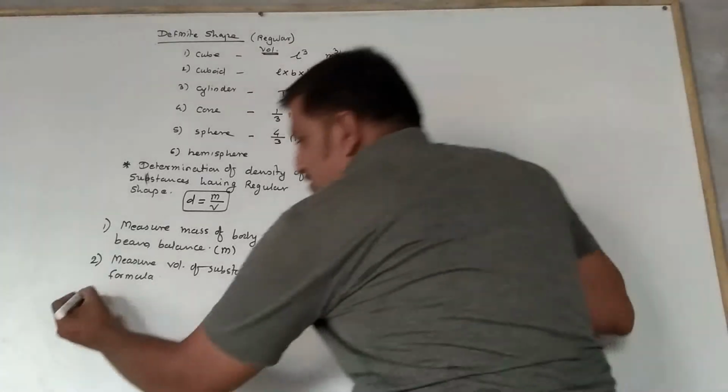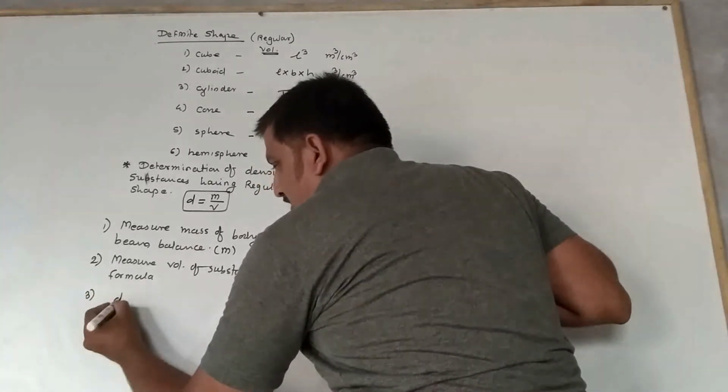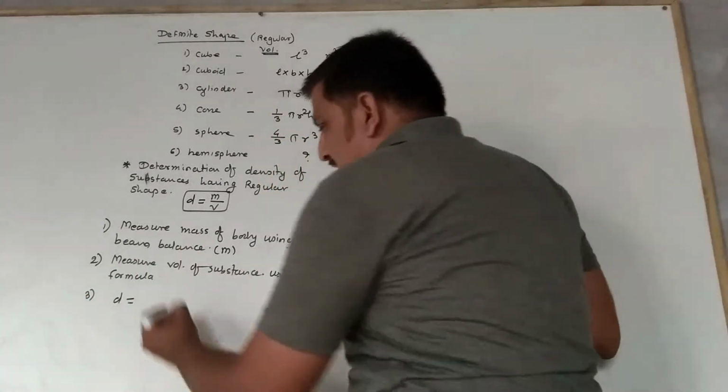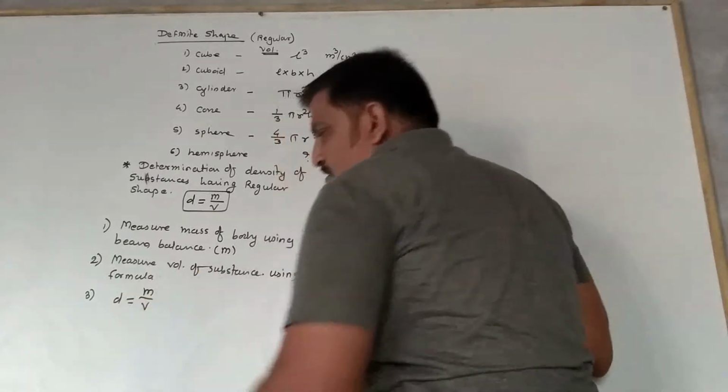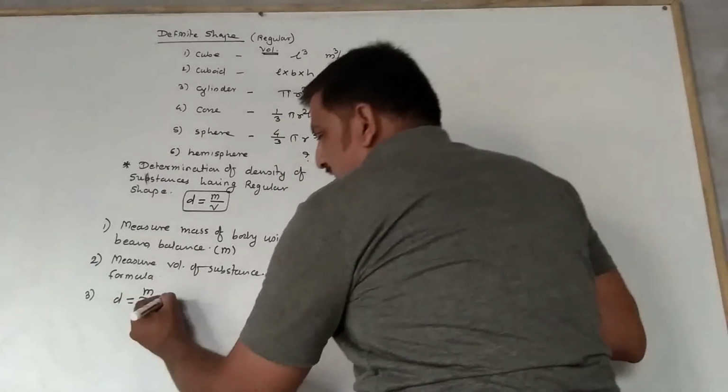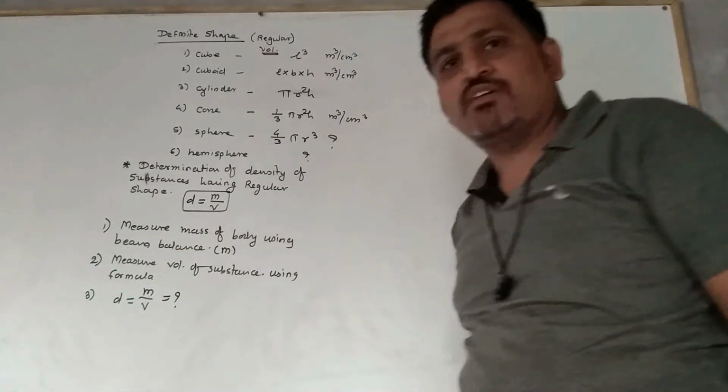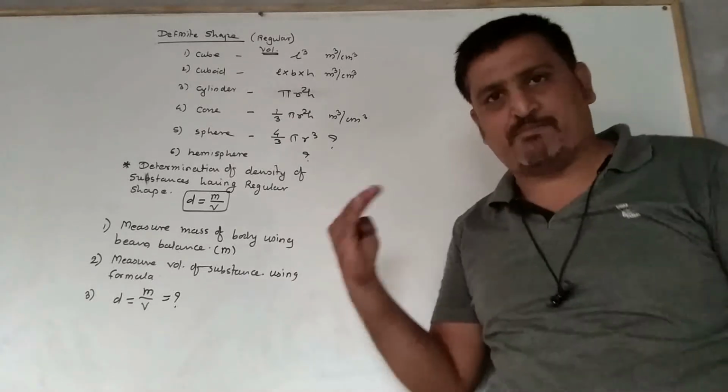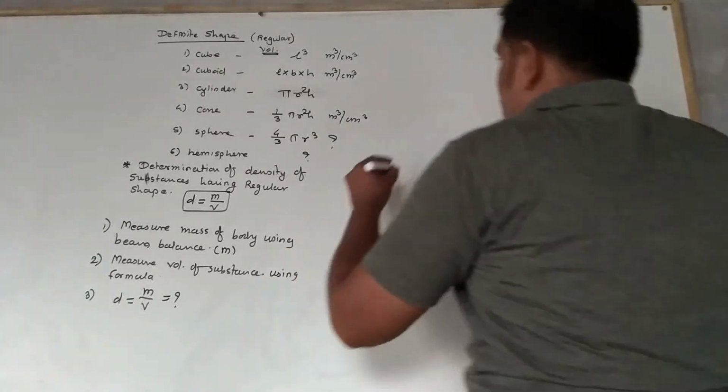And then third step, take a formula. Density is mass upon volume, and you can easily calculate the density of the substance having a regular shape. Now let's see an example.